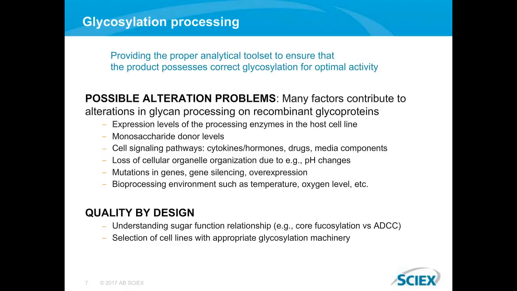So if we aim for quality by design, then we have to understand the sugar-function relationship, for example, the core fucosylation for the ADCC function, what I mentioned earlier, and the selection of the cell line, which should be appropriate for the glycosylation machinery that puts on these glycans, which are necessary for the mode of action.